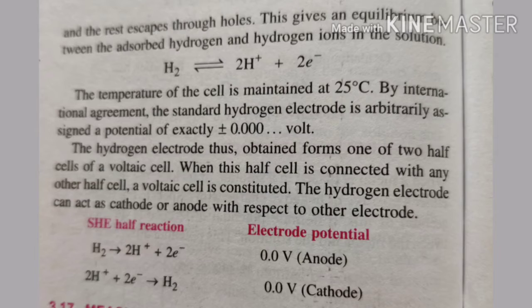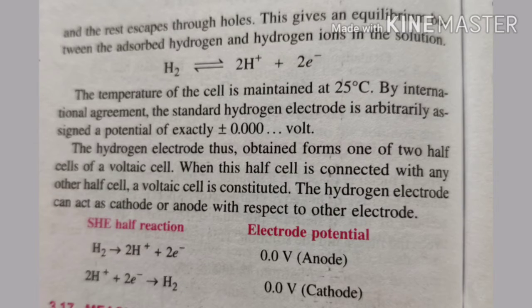This gives an equilibrium between adsorbed hydrogen and hydrogen ions in the solution. So the hydrogen will be adsorbed and an equilibrium is established between the hydrogen gas and the hydrogen ions present in the solution, which is represented as H2 in equilibrium with 2 H plus ions plus 2 electrons. The temperature of the cell is maintained at 25 degrees Celsius.